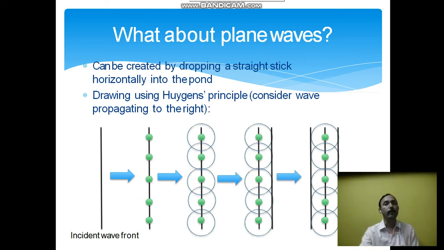So what about plane waves? They can be created by dropping a straight streak horizontally into the pond. These are the points. The streak is like this. This is a straight streak.